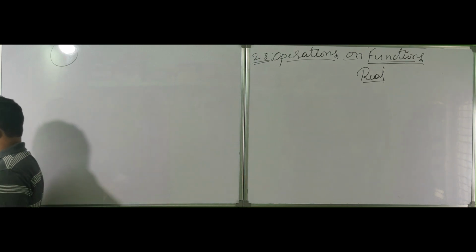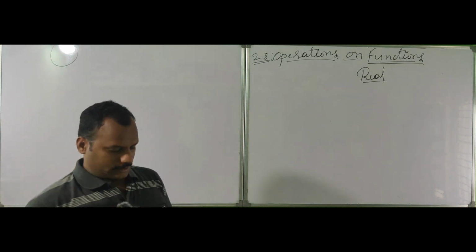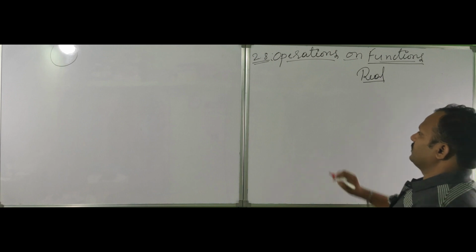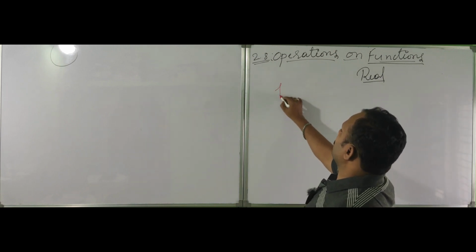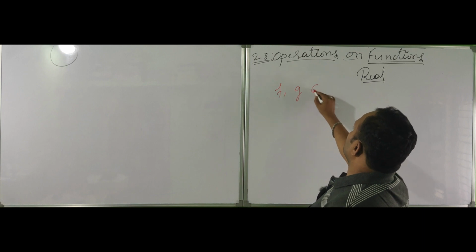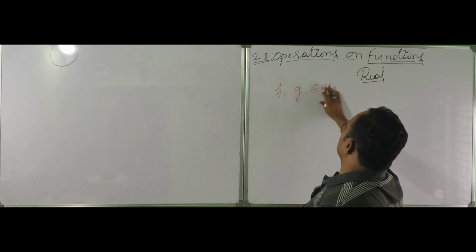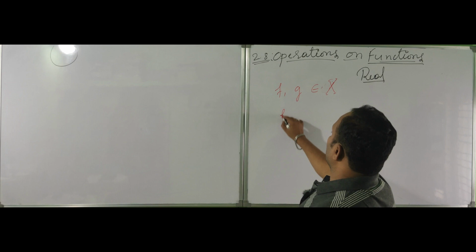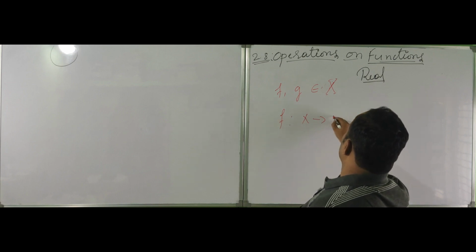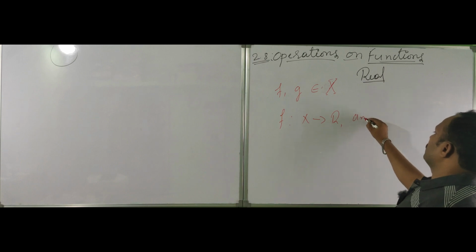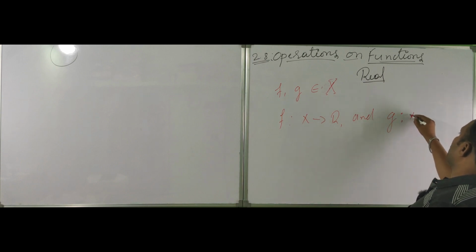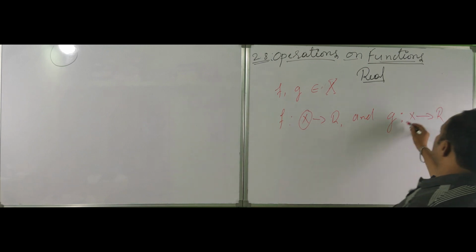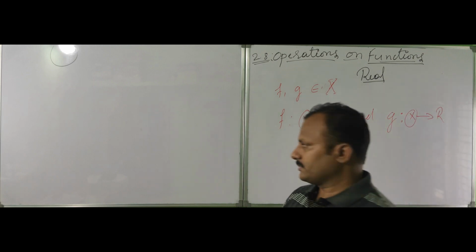First condition. If function, there are two functions, f and g. Both are subsets of x. Let's take f as a function from x to R, and g as a function from x to R. Here, both should have common domains to get the functions.